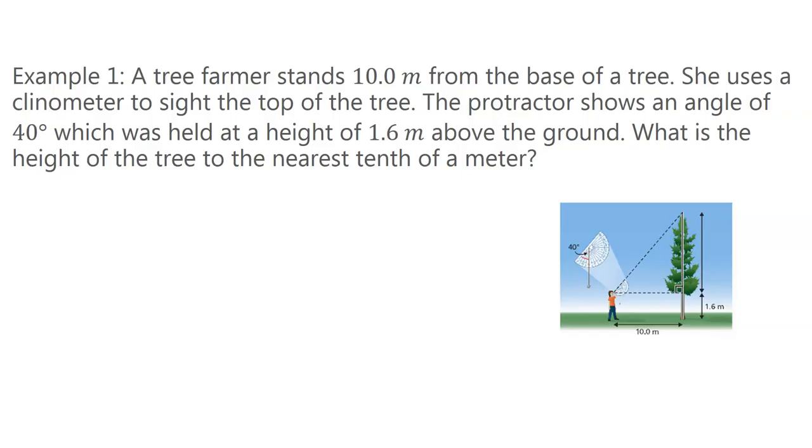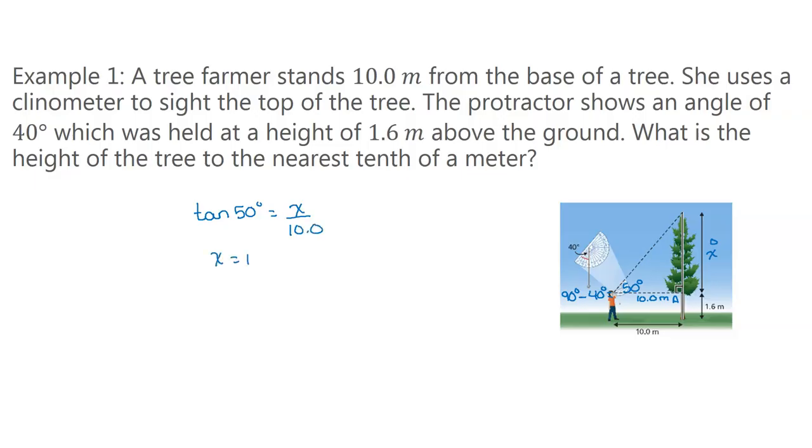So first thing I'm going to do is subtract 40 degrees from 90 to find the angle of elevation. 90 minus 40 is 50 degrees. Now what we're going to look for is x. We know that this side here is 10.0. Now in this triangle, x is the opposite side and 10 is the adjacent, which means we're going to use tan. So tan of 50 equals x over 10.0.